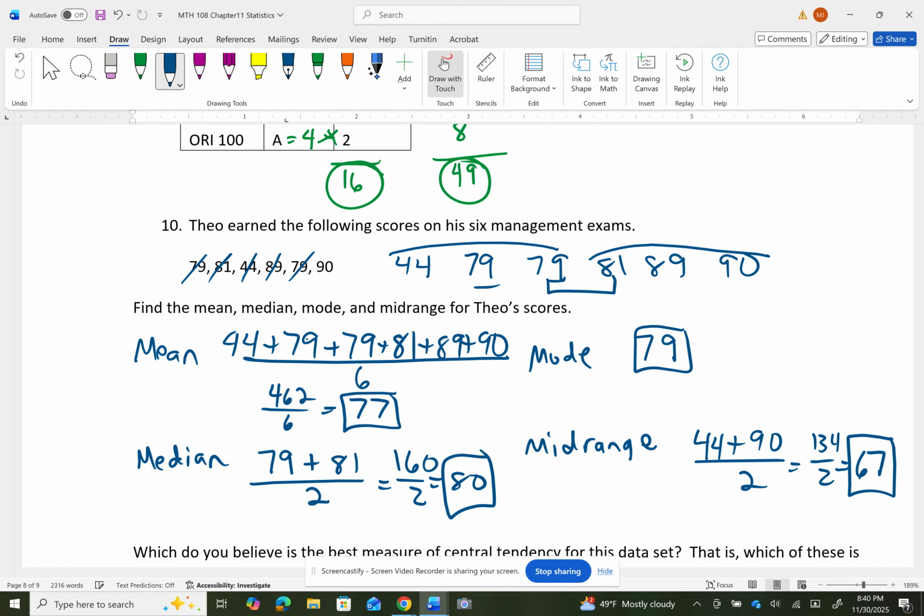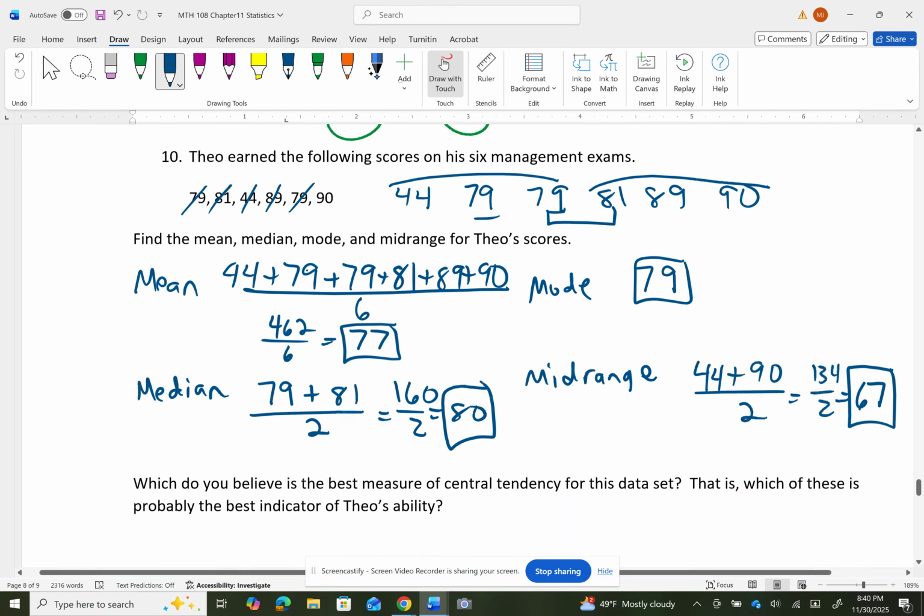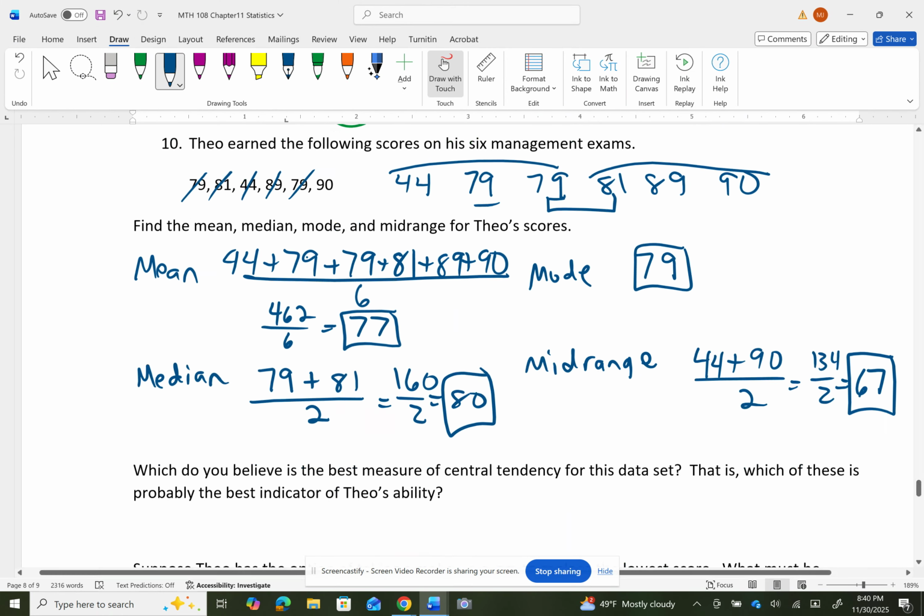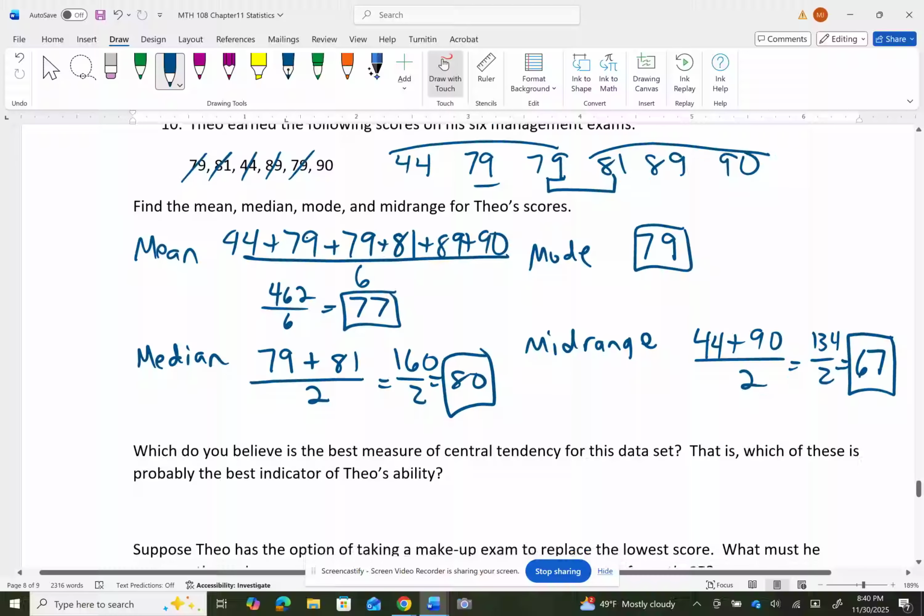Okay? So in this case, which of these do you think might best be the best measure of central tendency? What I'm really asking is which do you think is representative of Theo's ability? So I think you might argue the mean, that he did make a 44 on the test and that should be included. But I think you could have argued maybe the median would have been better because he just did pretty good on all the tests except for that one.